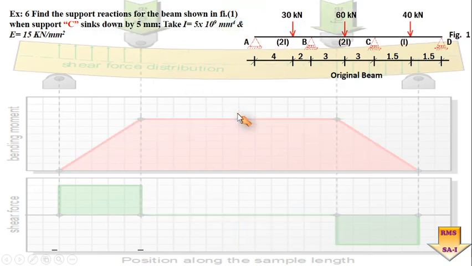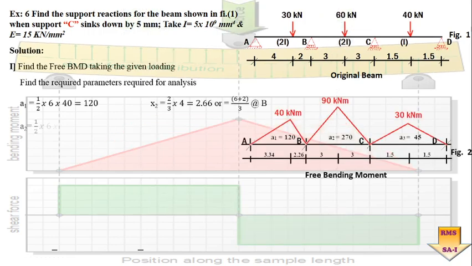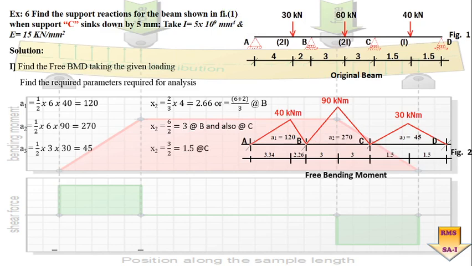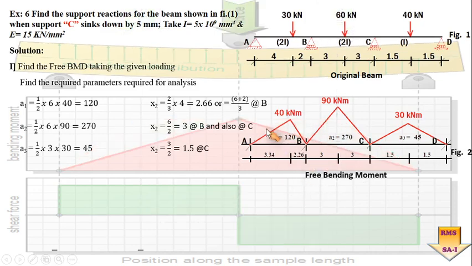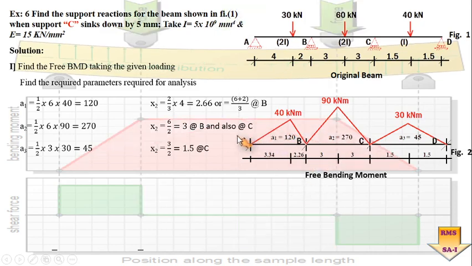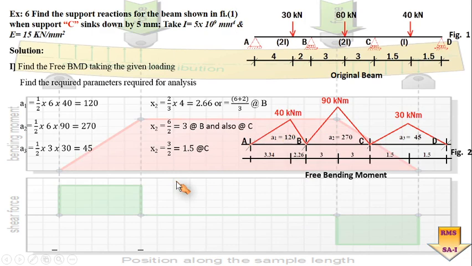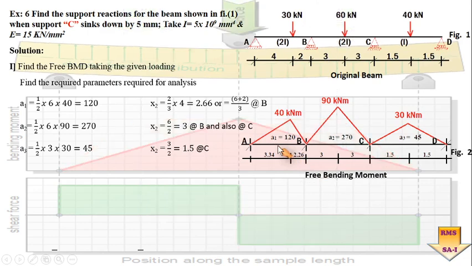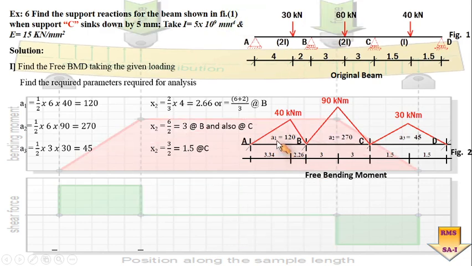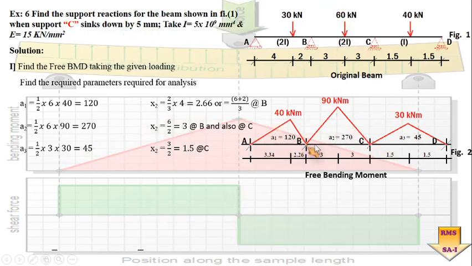Now let us see what is to be done with the analysis of this problem. Whenever we come across a fixed beam or a continuous beam, we know what is to be done. We have to construct the free bending moment diagram. This is necessary because for the application of Clapeyron's theorem, certain parameters are to be worked out and substituted into the governing equation of Clapeyron's theorem. So here I have drawn the free bending moment diagram and worked out the various parameters required for the further analysis, like areas of the free bending moment diagram for the specific spans AB, BC and CD.